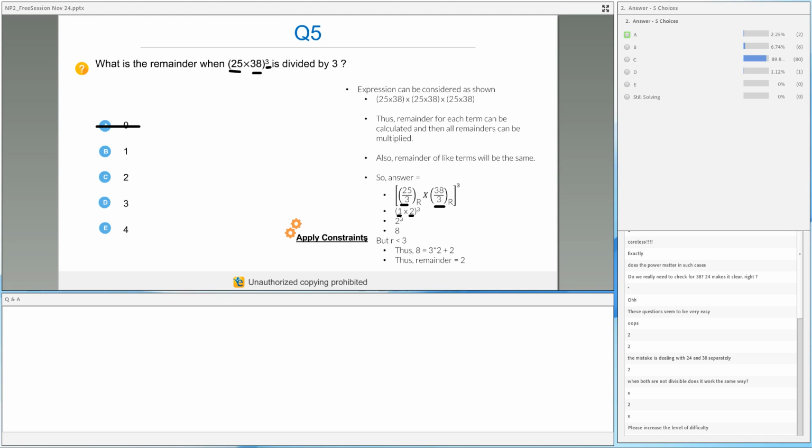But please keep in mind, don't forget the power. Don't forget that there is no power at all. The power will play a role once you find out the remainder. Because in each of these cases, you'll get 1 into 2, 1 into 2, 1 into 2. So the remainder, 1 into 2, which is 2, will be repeated 3 times. So ultimately, whatever is inside the bracket, once you find out the value of that, make sure that you put the power back and find out the value.